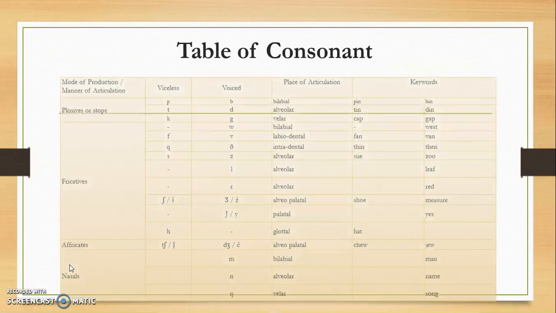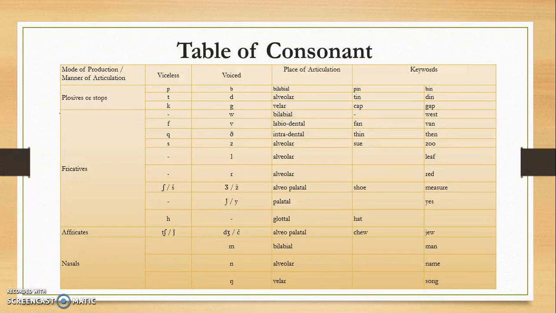Here we have a table of consonants. We have mode of production, manner of articulation, plosives or stops, voiceless P, voiced B, bilabial, which is the place of articulation, bilabial, and the keywords are pin, bin.